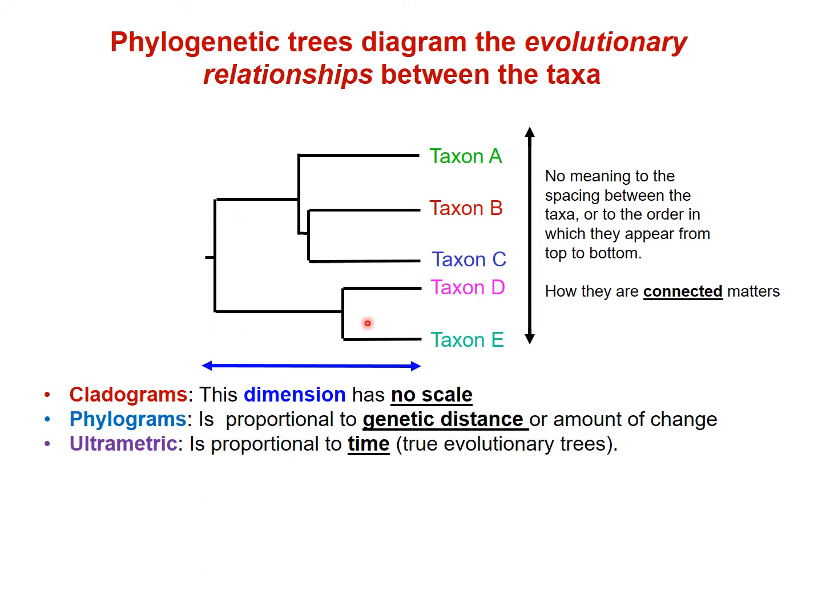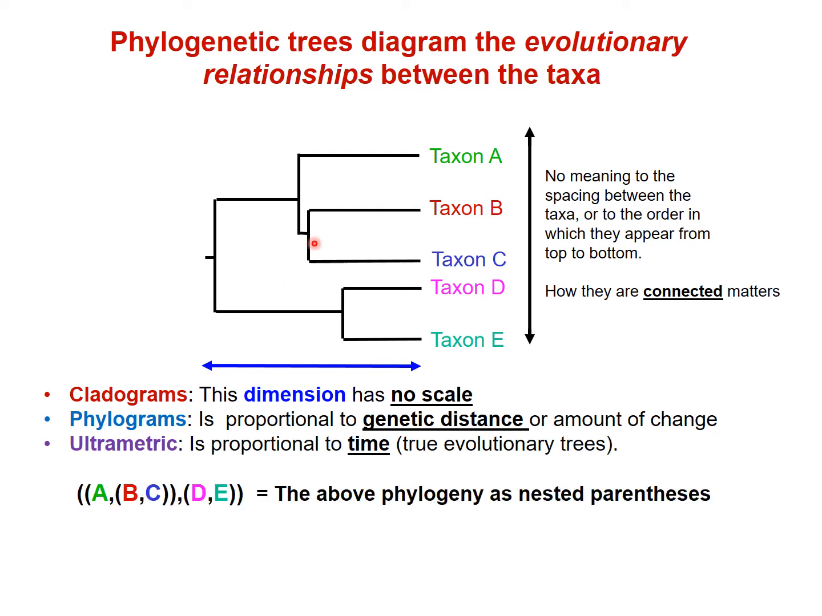So this blue dimension that I've written here is important. Now, in cladograms, it's not important. There's no scale to this. They're just showing how the organisms branch. In phylograms, the length of these bars is proportional to genetic difference. So D and E are more closely related to each other than B and C are because they have a shorter distance here. And in ultrametric trees, it's proportional to time. These are true evolutionary trees. This could be something in millions of years ago.